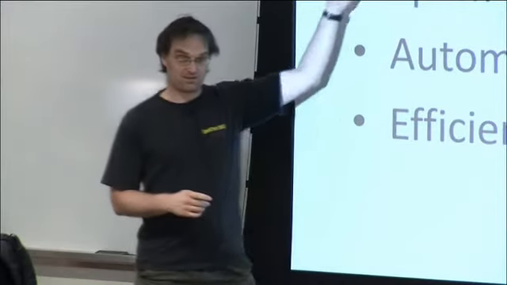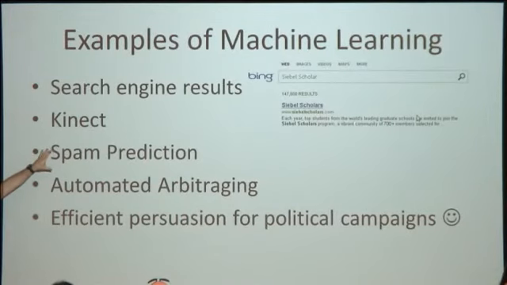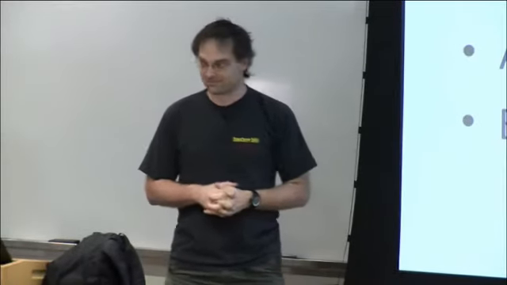Connect uses machine learning to recognize poses of people. It's pretty cool. Spam prediction is the example of machine learning that you can tell everybody, including your mother. Automated arbitraging: when you see what's happening on Wall Street, there's a lot of machine learning going on there. And I have a friend who's working for the Obama campaign to try to figure out how to best persuade people to vote for Obama with machine learning.